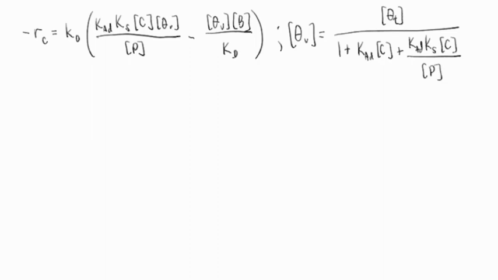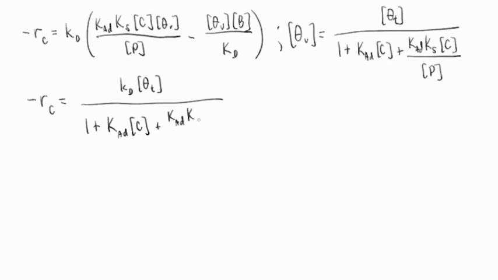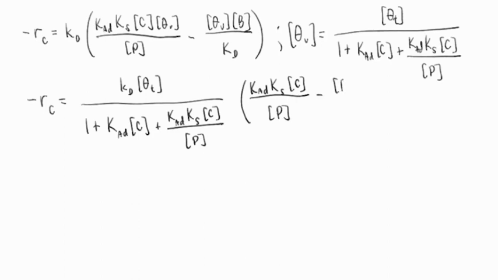Factoring out theta V and substituting, we now have the overall rate of consumption of cumene is equal to small kd multiplied by the concentration of the total active sites divided by 1 plus capital K adsorption, concentration of cumene, plus capital K adsorption, capital K reaction, concentration of cumene over concentration of propylene. And that is multiplied to capital K adsorption, capital K reaction, concentration of cumene all over concentration of propylene minus concentration of benzene over equilibrium constant of desorption.